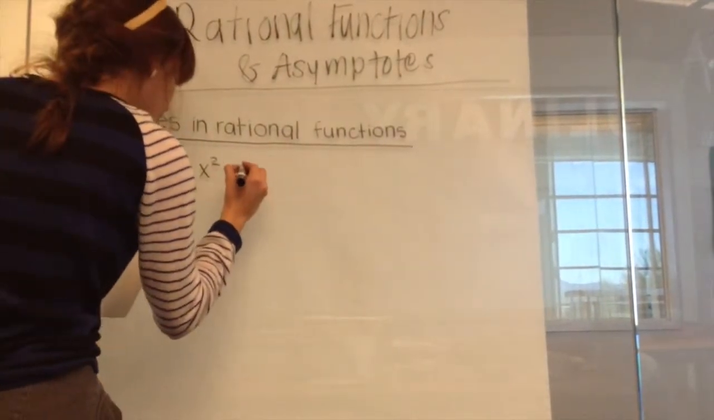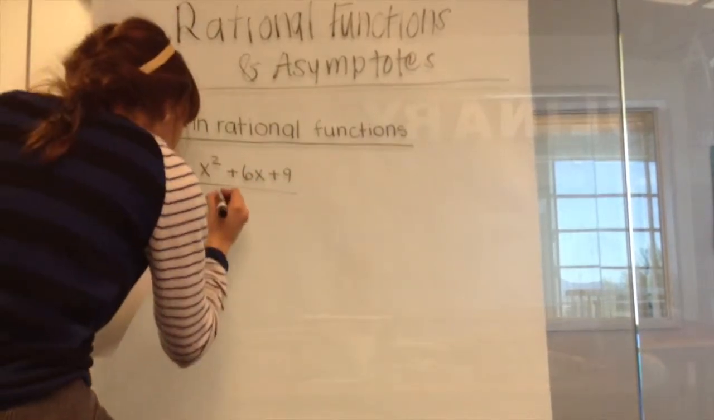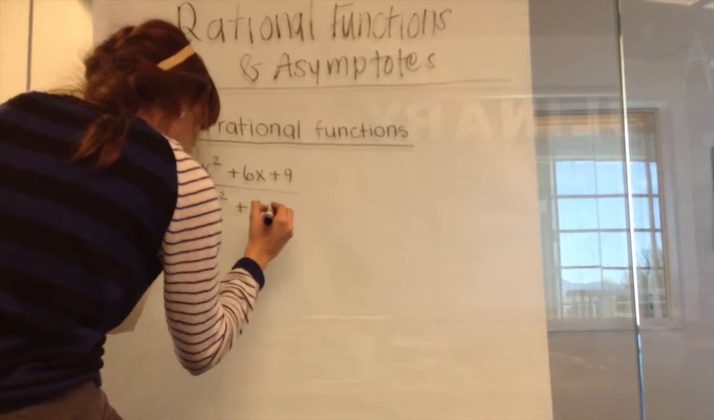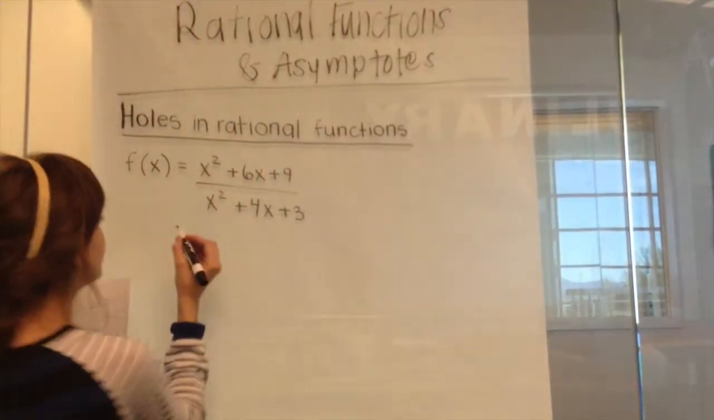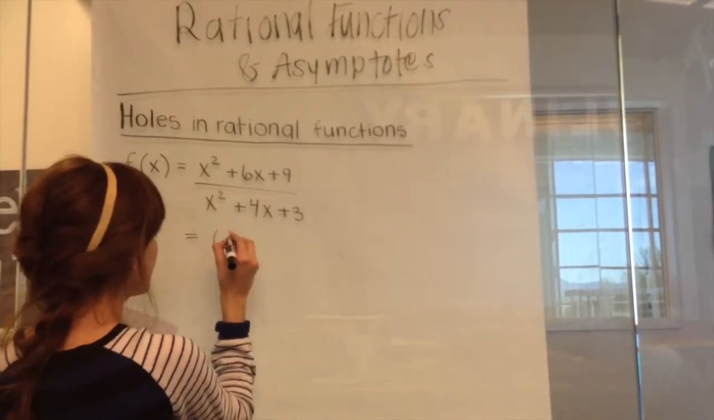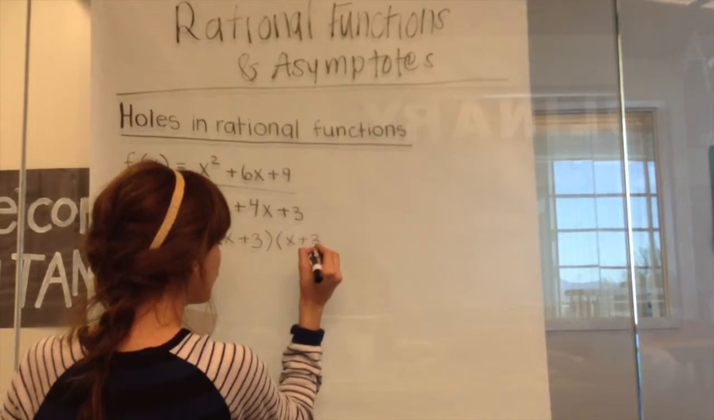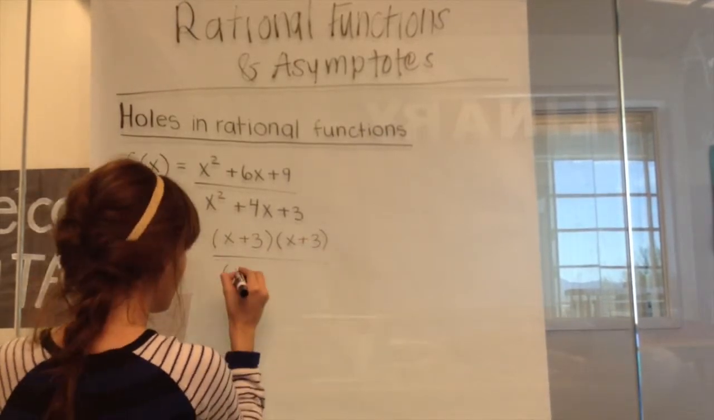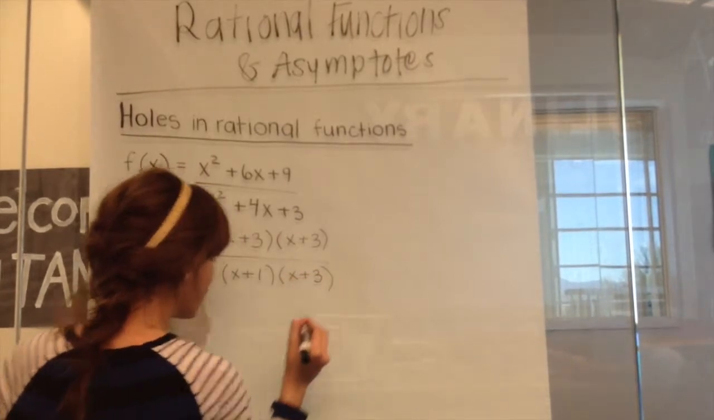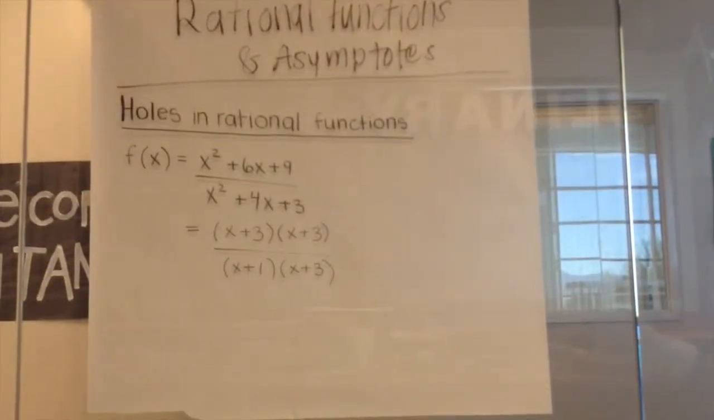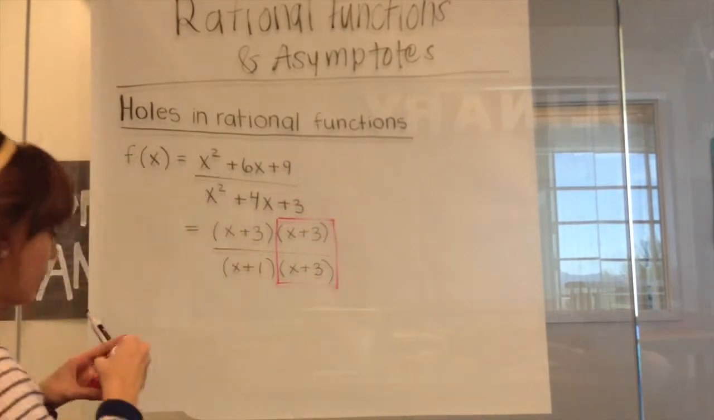We're going to find the hole or holes of the rational function in this part of the video. So we'll be using x squared plus 6x plus 9 over x squared plus 4x plus 3. You have to factor the numerator and denominator and look for the common factors. Once you do that, you'll get x plus 3 and x plus 3 over x plus 1 and x plus 3. Notice that there's a common factor on the top and bottom, and in this case it's x plus 3.